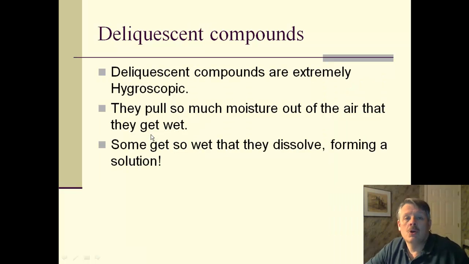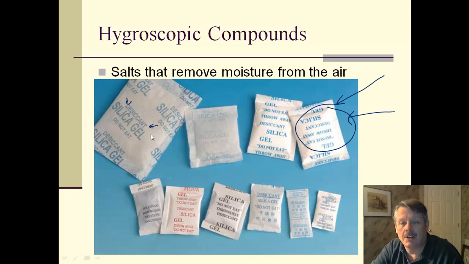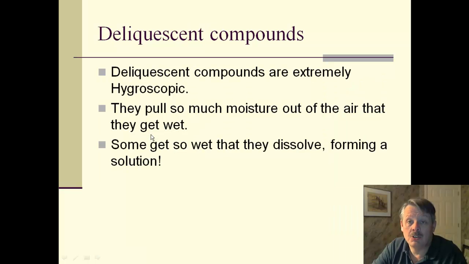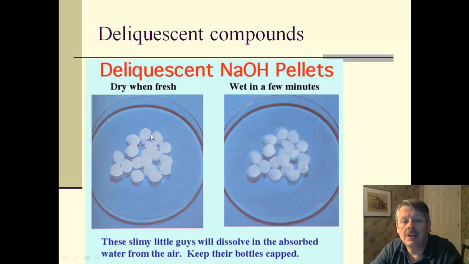So hygroscopic compounds are called desiccants, and they remove moisture from the air. They will suck moisture from the air. Now, if you have something that sucks lots of moisture from the air, you get something called a deliquescent compound. And it is extremely hygroscopic, so much so that it pulls so much moisture out of the air that it gets wet. Now, the silica gel, if you look at it, never gets wet, right? But there's some compounds like sodium hydroxide that will get wet when they just pull moisture out of the air. And they'll get so wet that they dissolve and they form a solution.